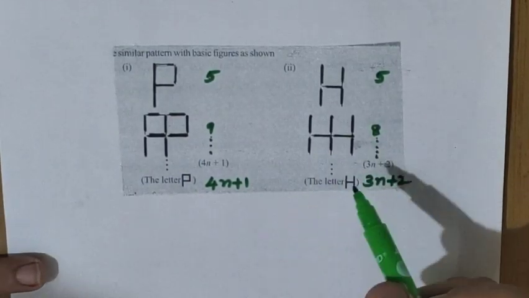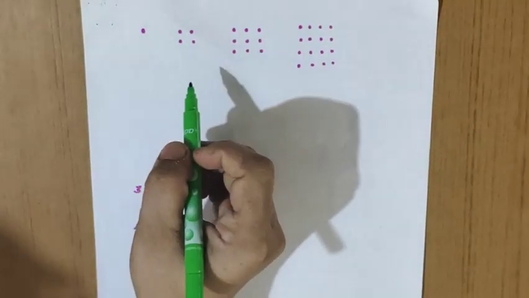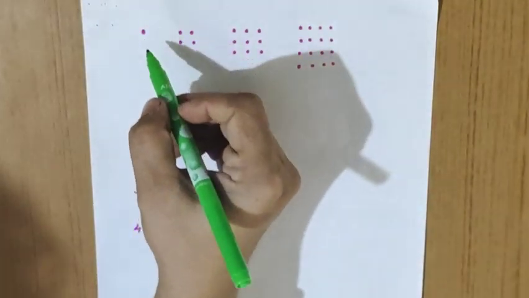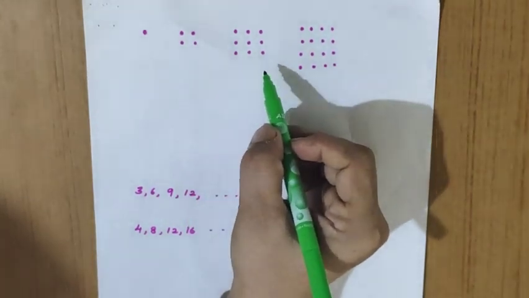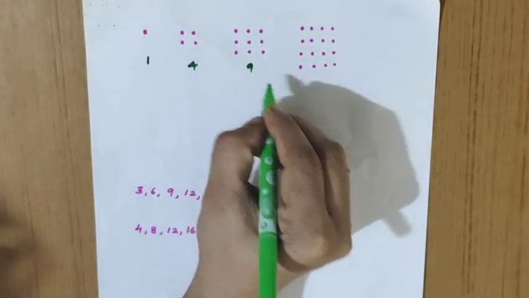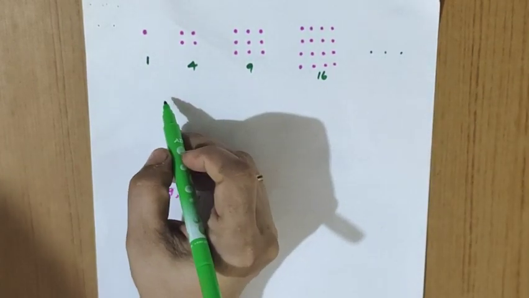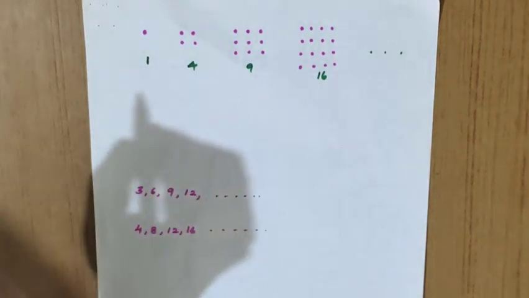This is for understanding; 2 more sets they have explained. Some more dot patterns are also given in your textbooks: 1 dot here, 4 dots, 9 dots. How many dots? 1, 4, 9, then if you go for this one, 16. If you continue like this, it is an example for square numbers.